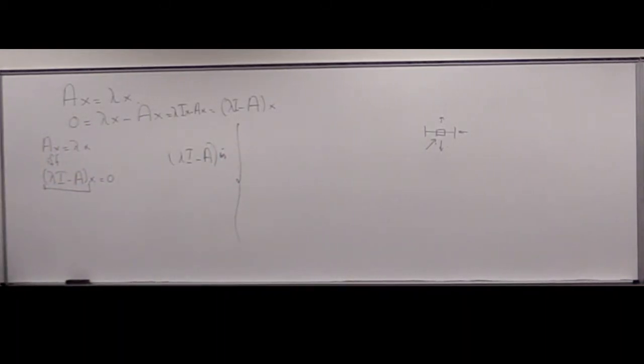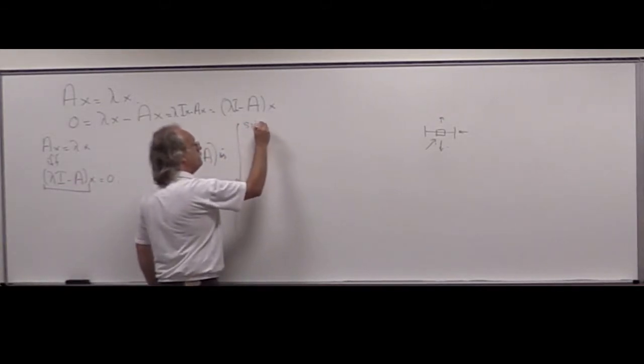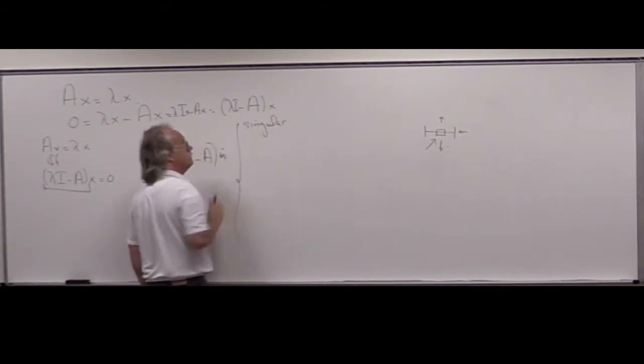There are a whole bunch of equivalent ways, and what you want to do over the course of the next couple of weeks is pick and choose the one that is most convenient for whatever it is that you're trying to accomplish. If this is true, and there must be an x that is a non-zero vector, what do we know about this matrix? Singular. It must be singular. What's another way of saying that it's singular? Determinant is 0.